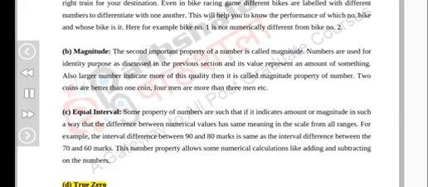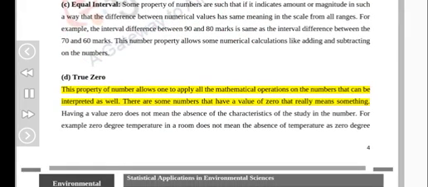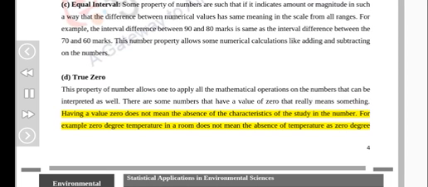D. True zero. This property of number allows one to apply all the mathematical operations on the numbers that can be interpreted as well. There are some numbers that have a value of 0 that really means something. Having a value 0 does not mean the absence of the characteristic under study. For example, 0 degree temperature in a room does not mean the absence of temperature.